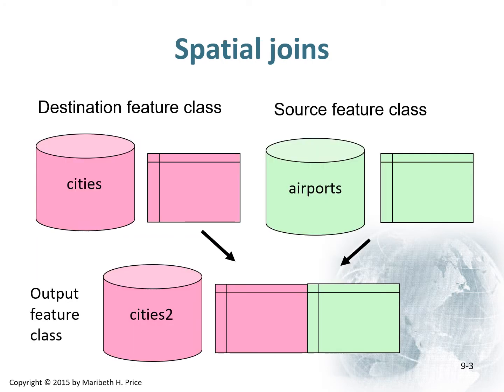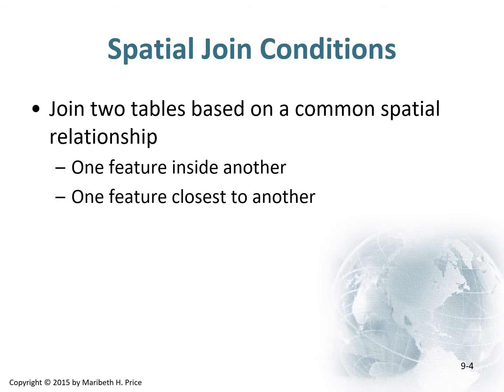Spatial joins work in a somewhat similar fashion. You have two data sets and it combines them together. The big difference is it doesn't use some field like that. It does all this based on spatial location, the physical position of the data sets in real space. Spatial join conditions join two tables based on a common spatial relationship. So instead of a common field, it's a common relationship. Things like one feature inside another or one feature closest to another.